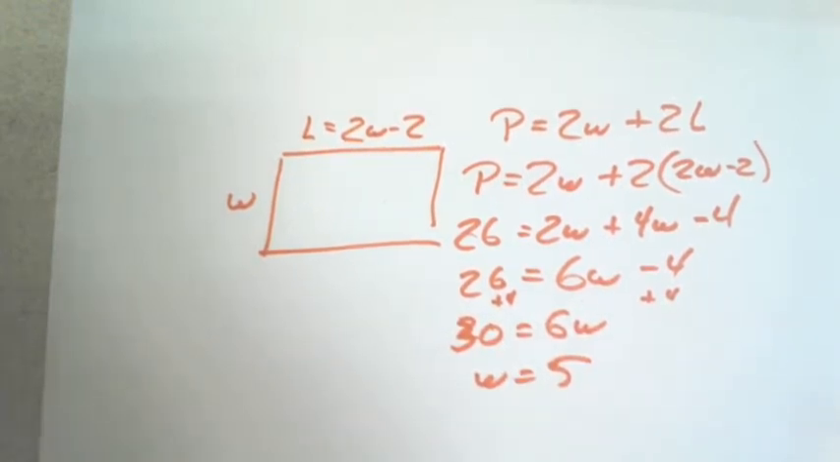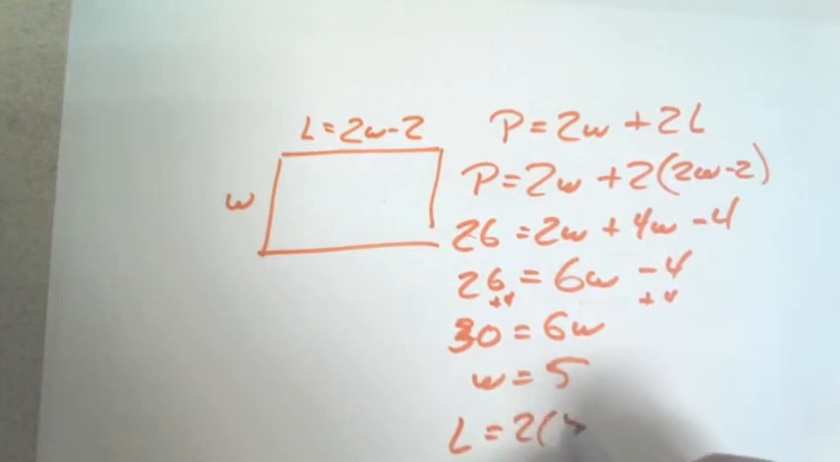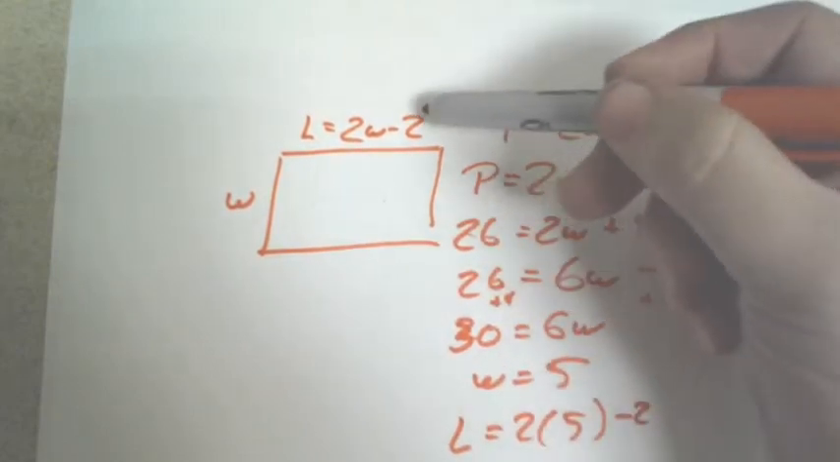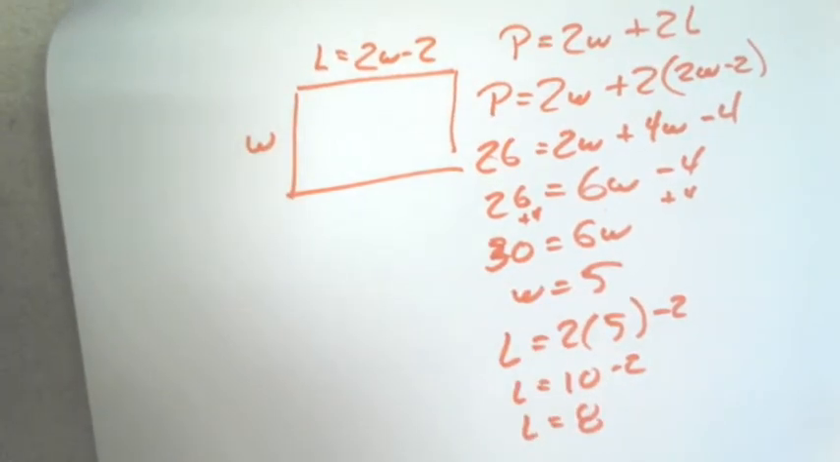So the width has to be 5. The length is 2 times w minus 2. So your length is 2 times 5 minus 2. So your length is 10 minus 2 is 8. So your dimensions are 5 by 8.